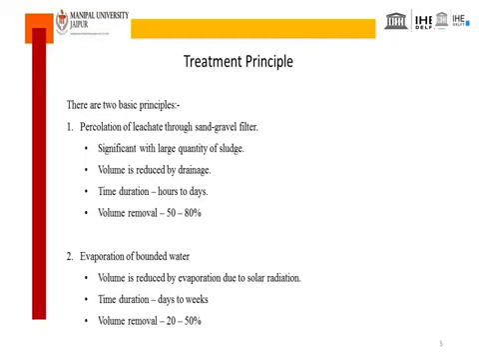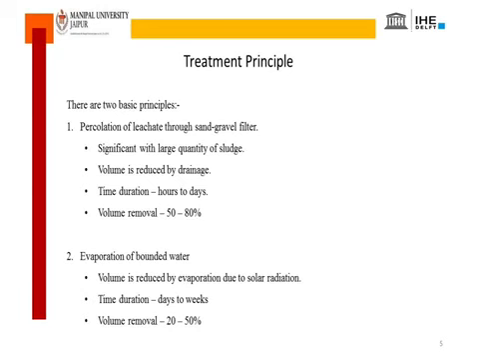This principle is suitable for fecal sludge which is collected with more water content. It has a drying time period of hours to a day. In this principle, water reduction of about 50 to 80% is achieved. Whereas the second principle works upon the evaporation of water bound in fecal sludge, in which the water is evaporated through solar radiation. This principle has a drying period of days to weeks. In this, volume reduction of about 20 to 50% is achieved.